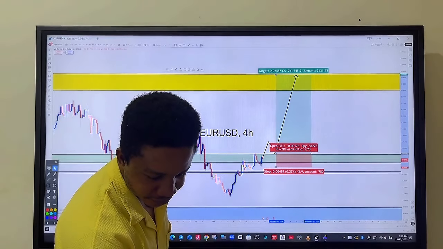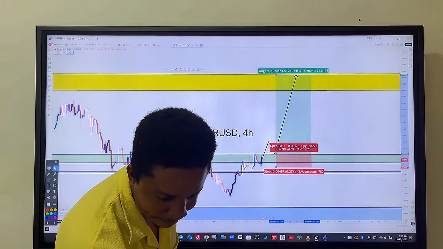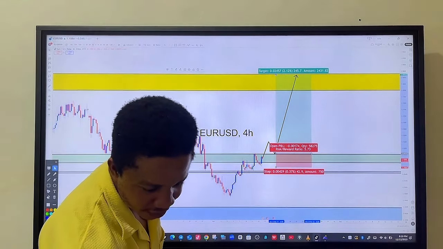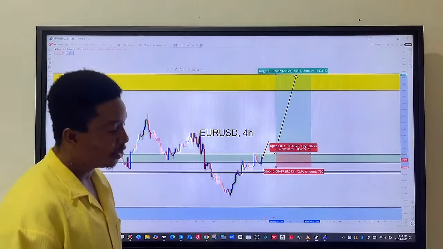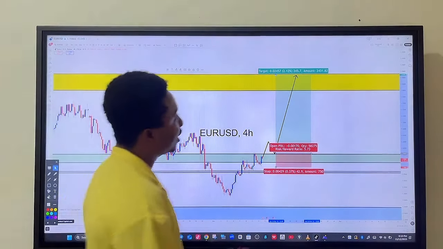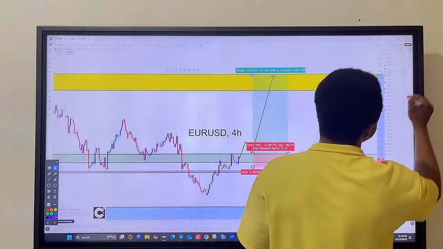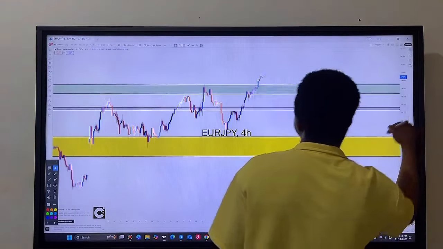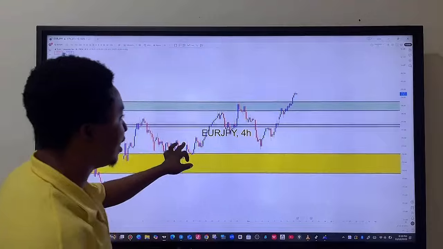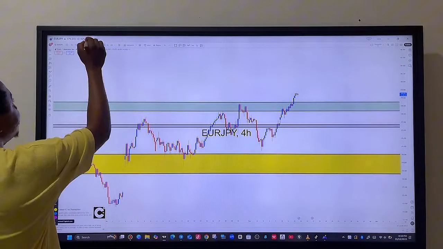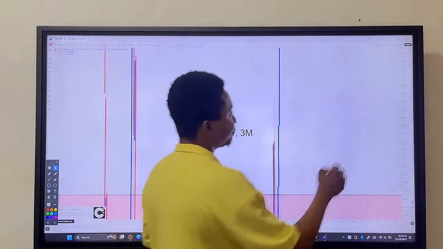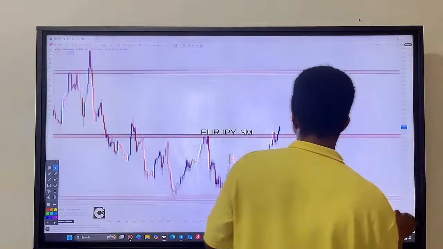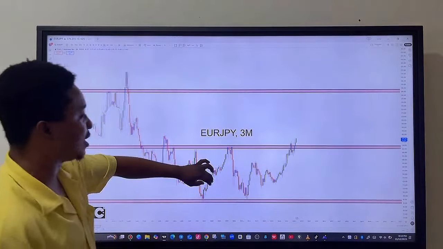Alright, let's see. I'm seeing UJ, which is the Euro JPY. Let's go to Euro JPY. Okay, so this is Euro JPY. Let's start the breakdown on the higher time frame as usual. Alright, so this is Euro JPY on the 3 months time frame. Now the 3 months time frame with Euro JPY, let's break it down.